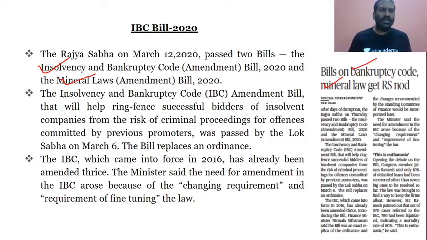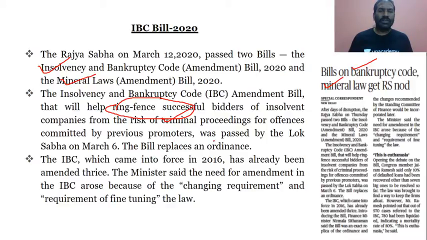So in regards to the Insolvency and Bankruptcy Code Amendment Bill, the latest one, what it says is it will help to ring-fence the successful bidders of the insolvent companies. We know that this Insolvency and Bankruptcy Code is to make sure that whatever insolvency or bankruptcy has taken place because of a few investors or offenders, they can identify them, fence them at one point, and then go ahead with criminal proceedings for the offenses against those who have been part of the bankruptcy. And this was passed by both the Rajya Sabha and the Lok Sabha.